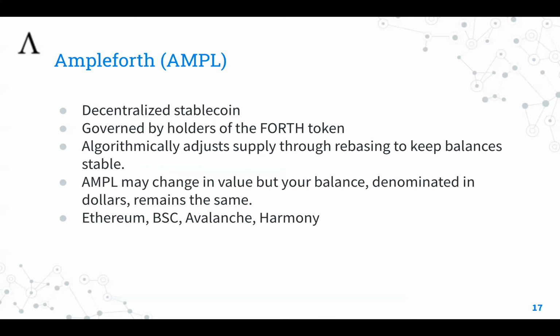Okay, so Ampleforth, a very interesting stablecoin. This is the rebase token that I was talking about. Ampleforth is governed by holders of the FORTH token, and it algorithmically adjusts the supply at the rebasing, like I was talking about before. Ample, the coin, may change in value, but your balance in your wallet denominated in dollars will remain the same. It's on Ethereum, Binance Smart Chain, Avalanche, and Harmony.